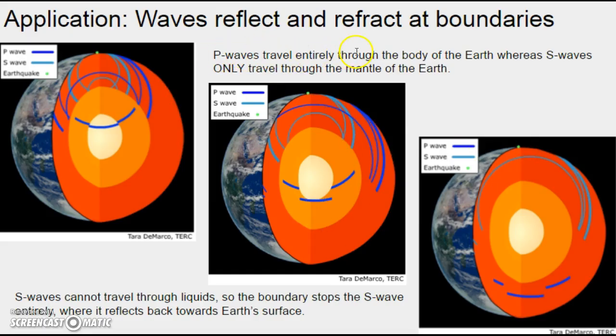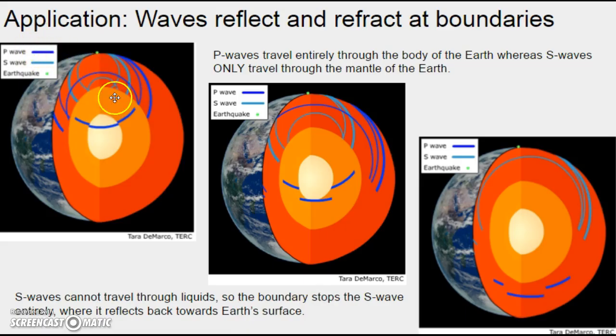So P waves travel entirely through the body of the Earth, whereas S waves only travel through the mantle of the Earth. And we know this because S waves cannot travel through liquids. These are transverse waves. So the boundary stops the S wave entirely, and then it gets reflected back towards the Earth's surface. So let's make sense of this.